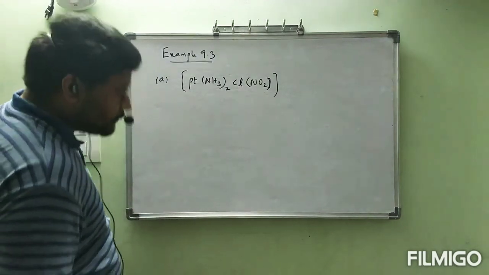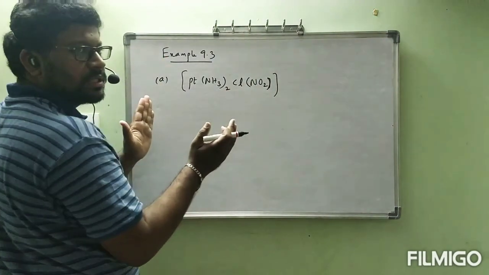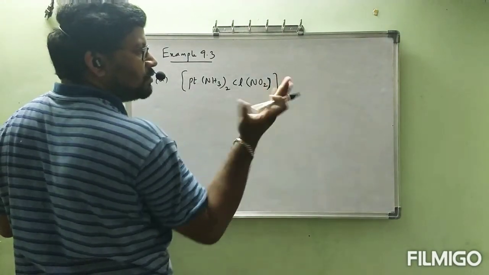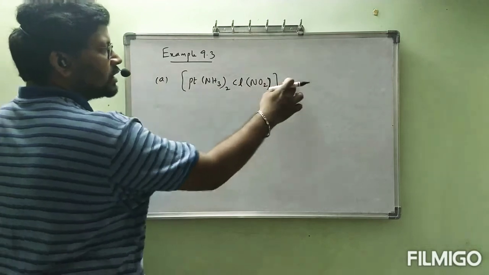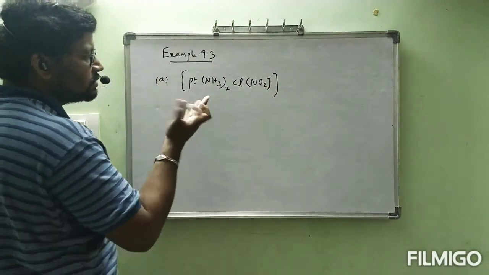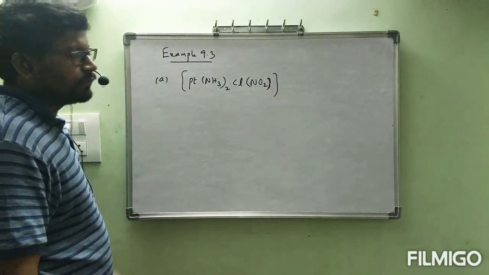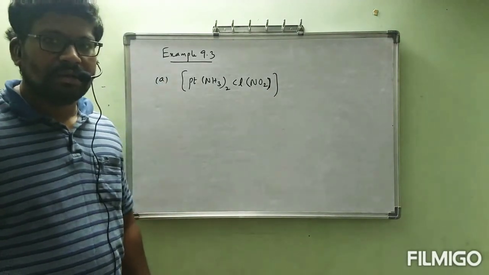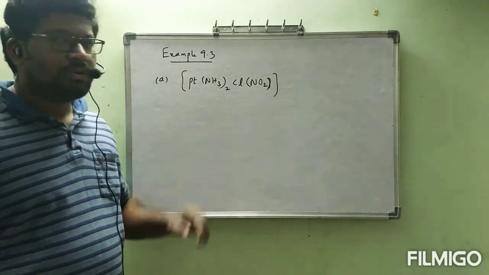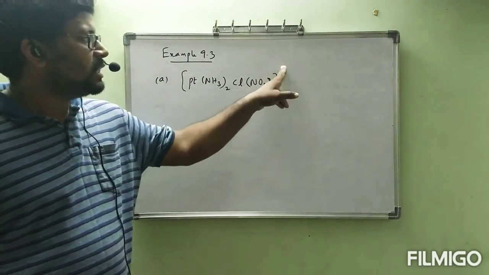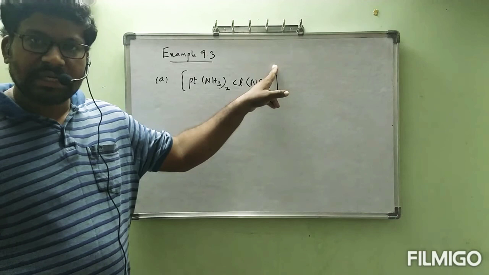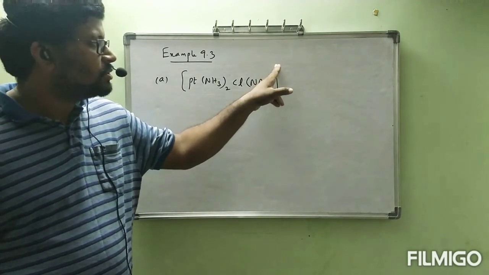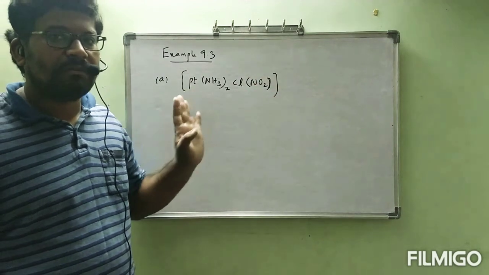This is the square bracket they mentioned. In your textbook, did they give any ion outside the square bracket? No. Here or here no ion is mentioned, they did not mention any counter ion. So this is a neutral complex, because there is no charge written here also. They didn't mention -2, +2 or anything like that. So the charge present here is 0. Neutral complex.